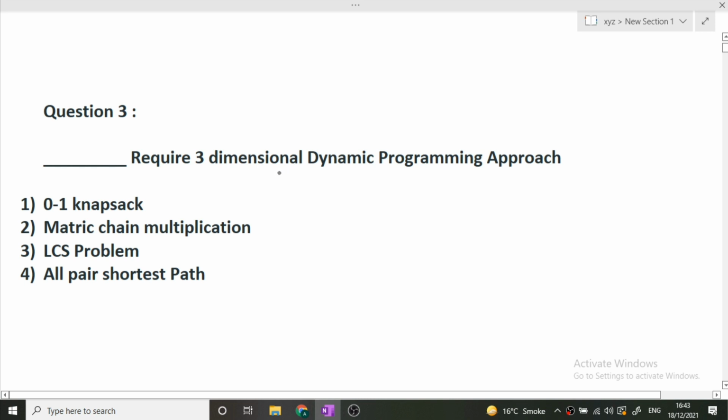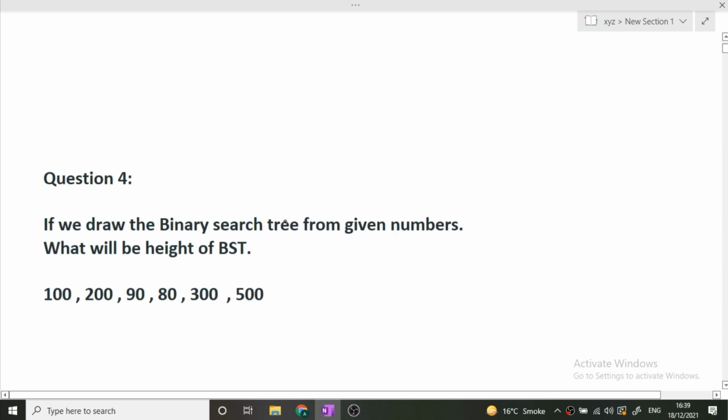So guys, I will not answer this question. I want you guys to answer this in the comment section. Kindly answer and please write the reason or share the link, from which resource, from which code you found out that this particular thing uses 3-dimensional DP. So again, kindly reply to this particular question. Moving to the next question.